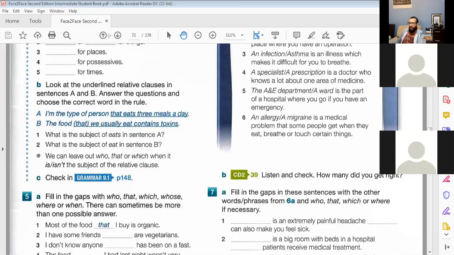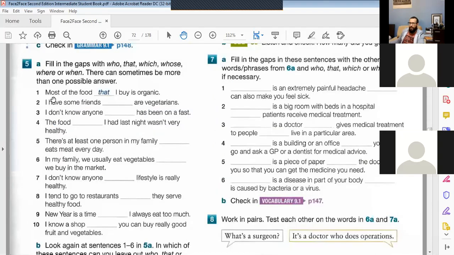So we did this, and we did also exercise number 5. In these sentences, we used that, who, which, and so on. So I'm just going to quickly read them for you. Number 1, most of the food that I buy is organic. Number 2, I have some friends who are vegetarians. I don't know anyone who has been on a fast. The food that I had last night wasn't very healthy. There's at least one person in my family who eats meat every day.